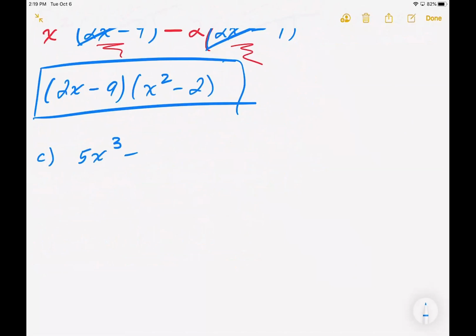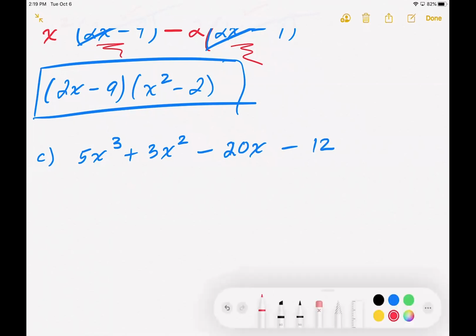Let's do x squared minus 20x minus 12 here. So if you look at this, all I want you guys to do is whatever you have, we still group them.